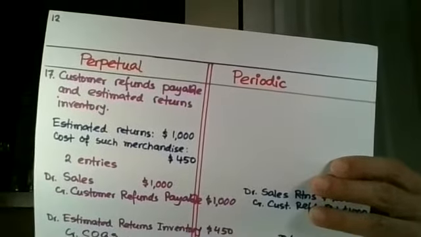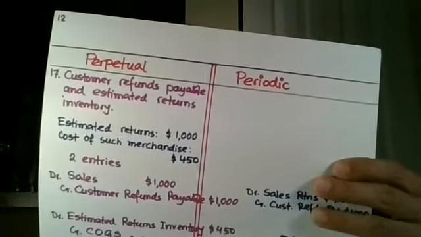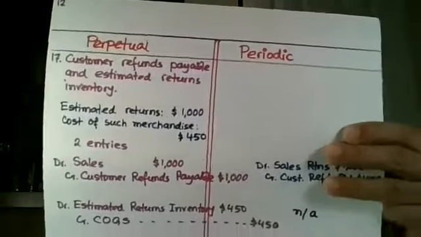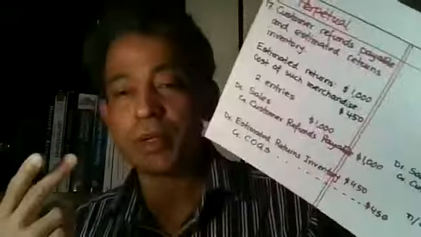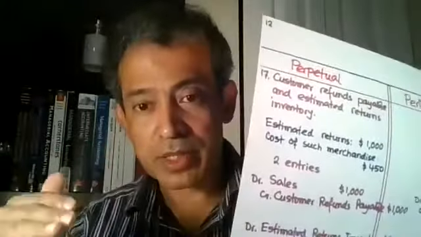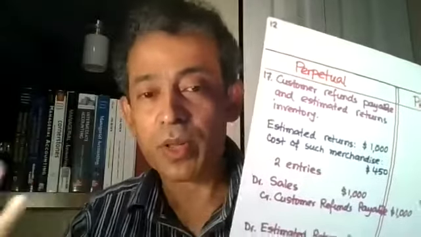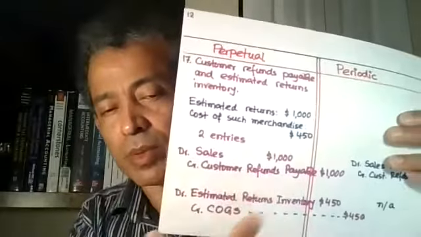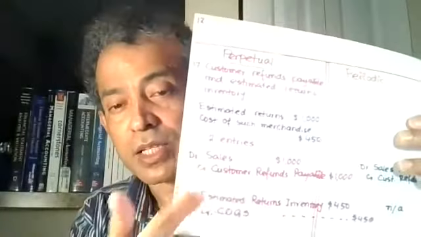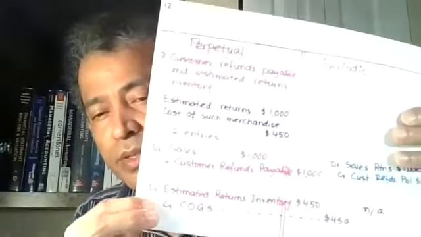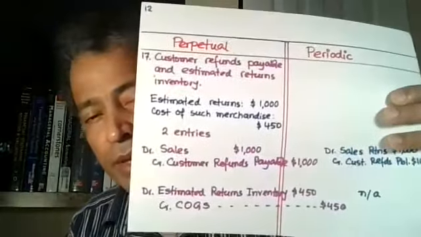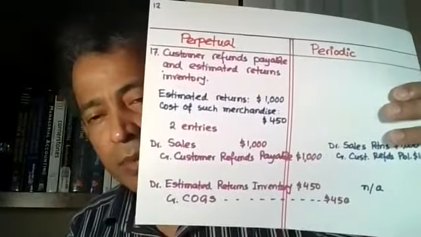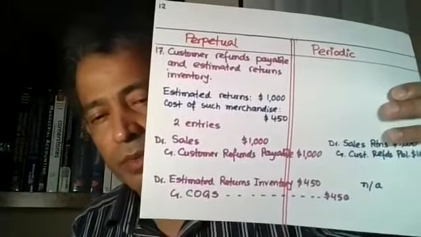Estimated returns is $1,000 and the cost of such merchandise is $450. All right, so there are going to be 2 journal entries here on a perpetual. One is debit sales. So reduce your sales by the $1,000 because $1,000 worth of goods are coming back. So debit sales and credit customer refunds payable. So this is why the customer refunds payable is created. That's why it's born. Can you see? Credit, a liability is born. Credit customer refunds payable for $1,000.